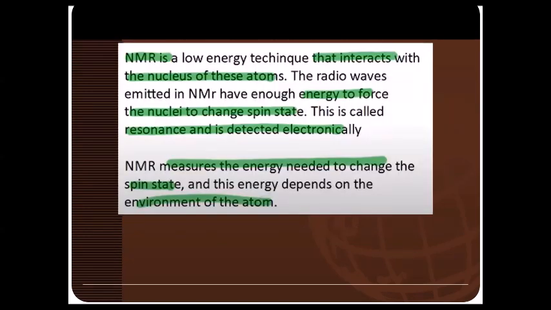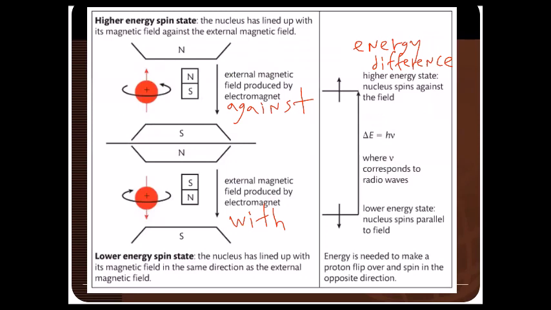So again, let's go to this diagram here. This is a different version, and it is what you will be more responsible for knowing. If you are aligned with the external magnetic field, you're down here. This is a low energy spin state. If you're lined up against the magnetic field, you're then in a high energy spin state, going the opposite direction here.